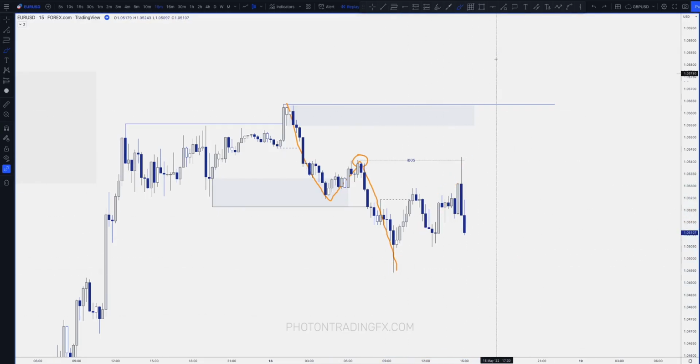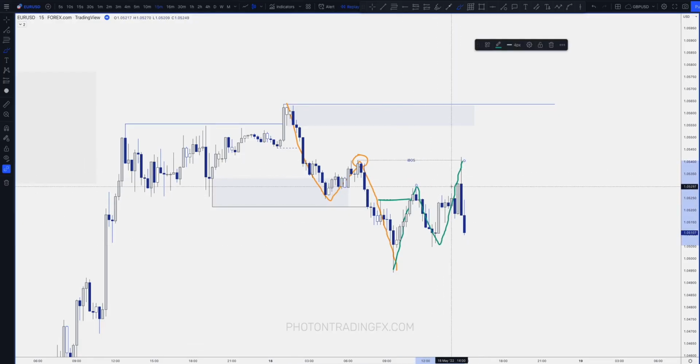Within this orange pullback, what can we have? We can have internal structure of the internal structure, right? And that's what we get. You could view that as an IBOS, right? That little movement here. You have to see how that's different to the size of the orange pullback. And this is where you have to use that little bit of nuance. And then we have that bullish green internal trend, right?